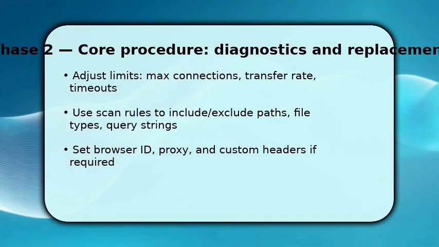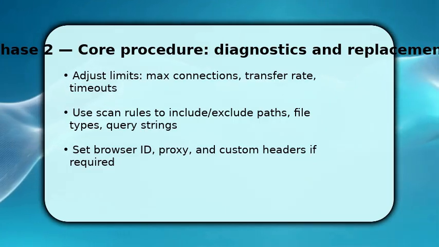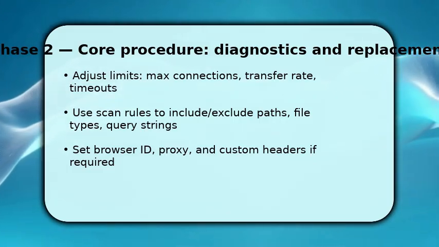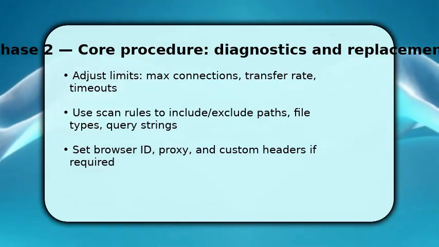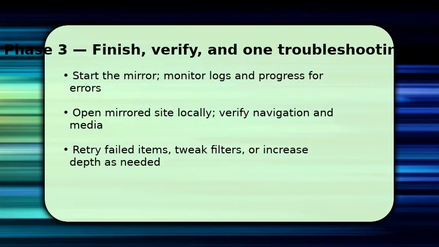Use scan rules to explicitly include directories and exclude assets you don't need, for example, large video folders or tracking queries. Also, specify a browser ID string, proxy, or custom headers if the site requires them. This helps access content that checks client identity. Start the mirror and watch the log for HTTP errors or blocked resources. You should scan progress periodically.